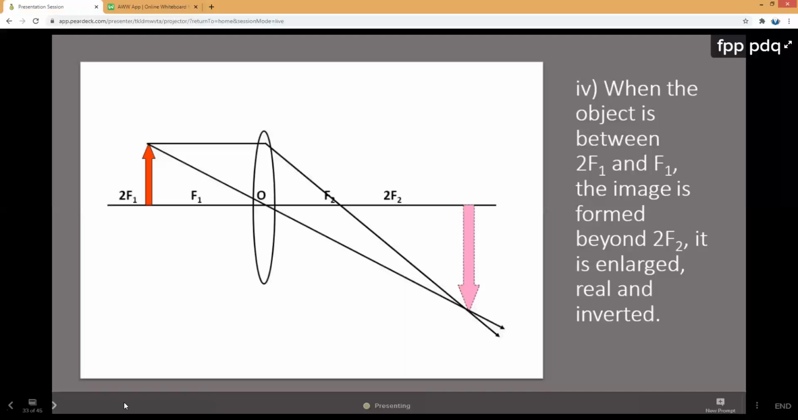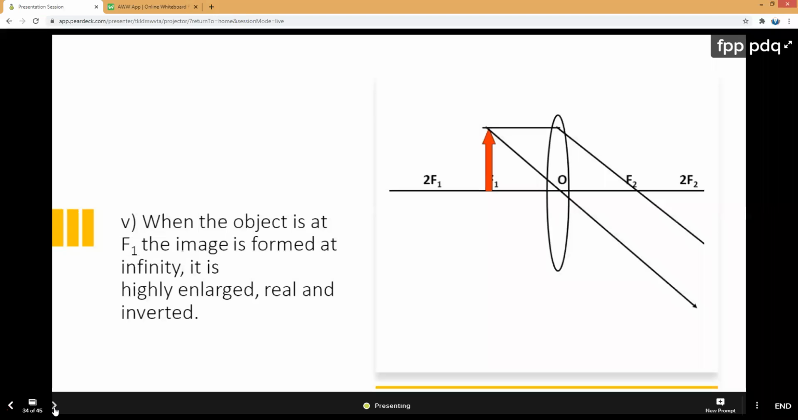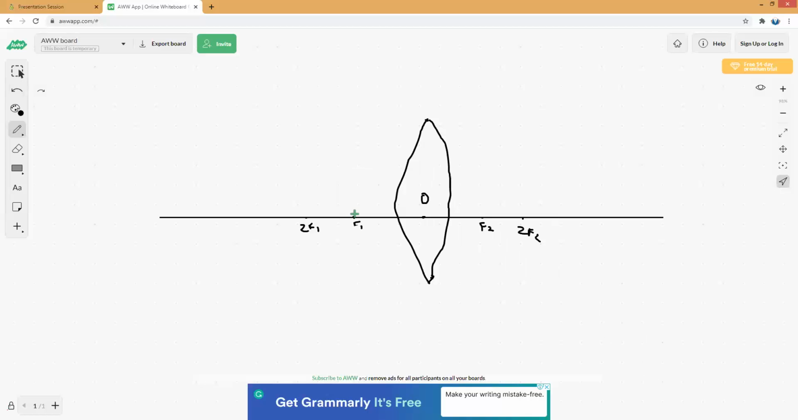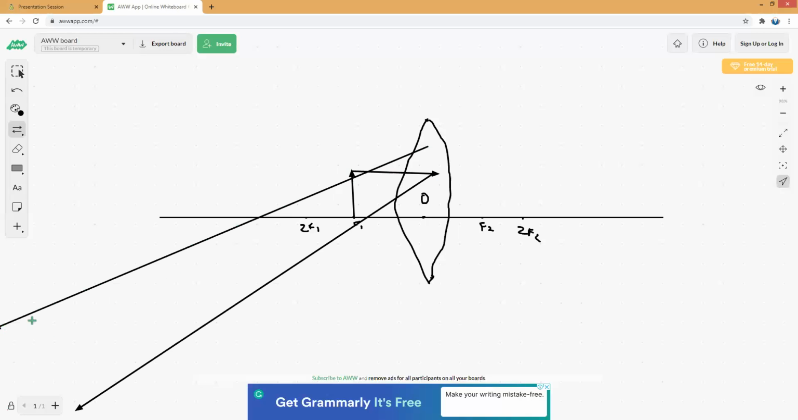All right. So this is the last one out of the normal cases. Ayan, can you recall how the image was when the object was placed at focus in the case of a concave mirror? Where was it formed? The rays never meet. So it was highly enlarged, right?